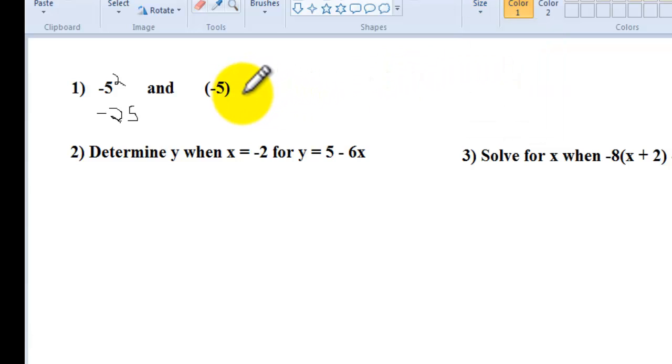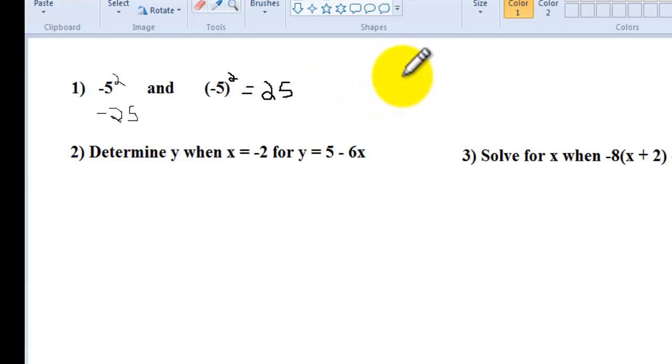But anyway, negative 5 in the parentheses then means that you're actually squaring the negative 5, which becomes a positive 25, because a positive number is created from multiplying two negatives. If you multiply two negative 5s, you will get a positive 25.